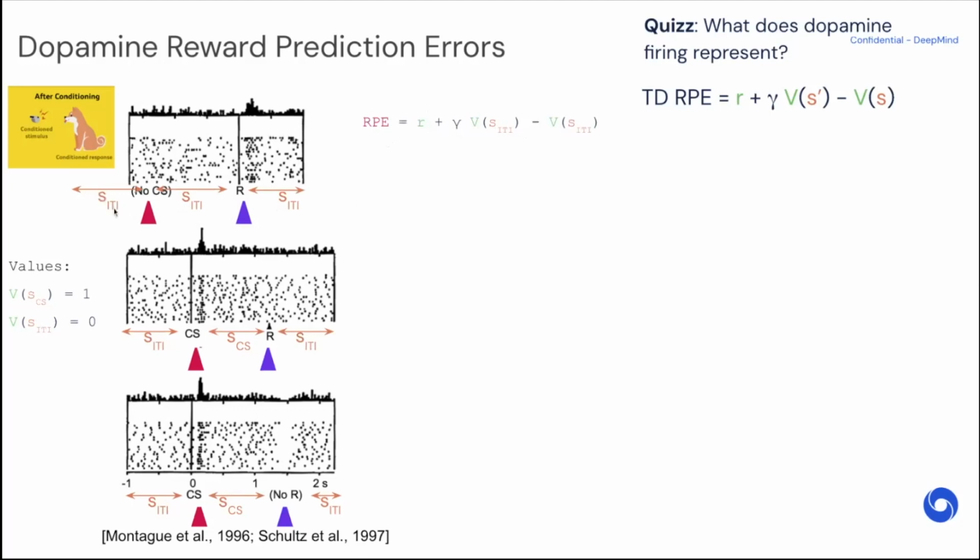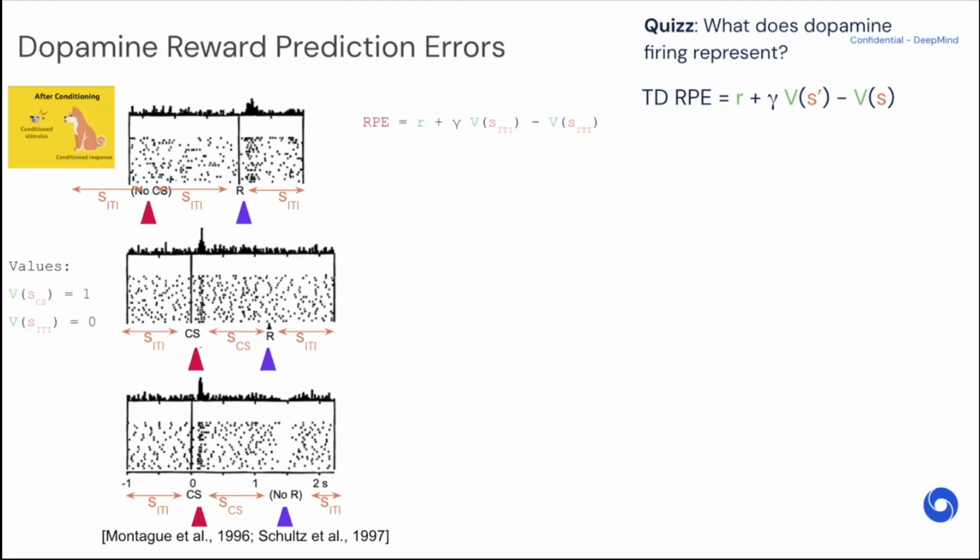The ITI state is this state here. It extends from here to here. It just means that it's the state where nothing interesting is happening. It's the intertrial interval, before the stimulus comes on.